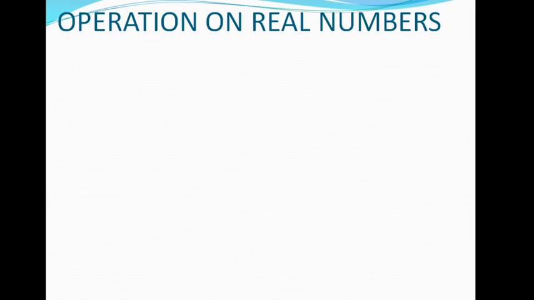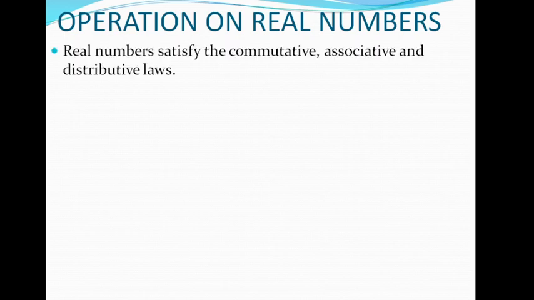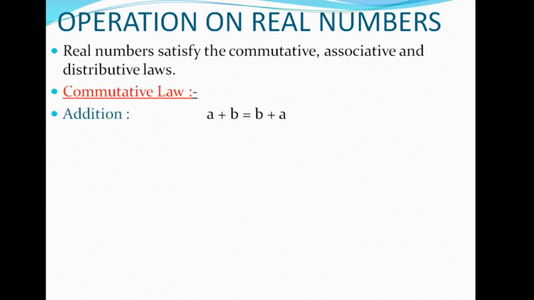Good morning, students. Today we are going to study operations on real numbers. Real numbers satisfy the commutative, associative, and distributive laws. These are the laws for addition and multiplication. We have already studied these laws in our previous classes. Just have a look. Here is the commutative law for addition and for multiplication.